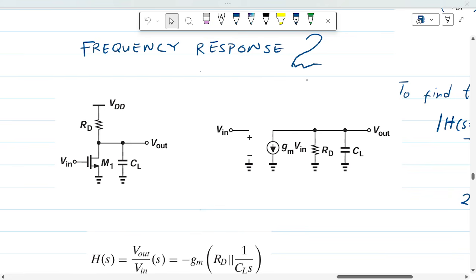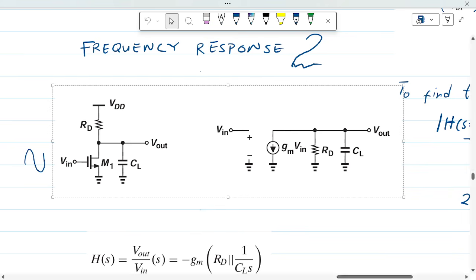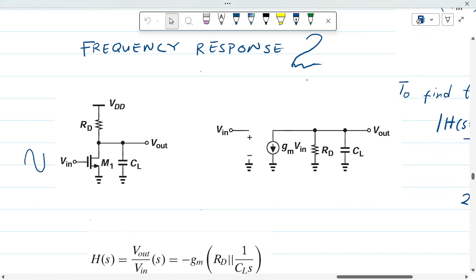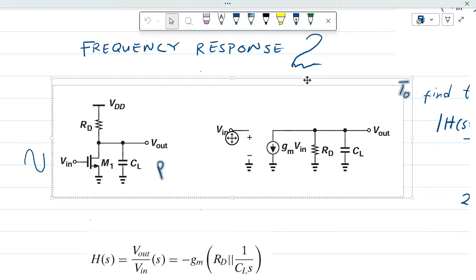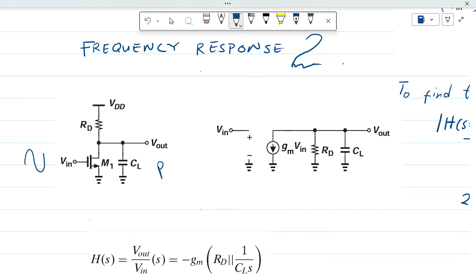Assuming we have our common source stage with a sinusoidal input signal and there is a load capacitor here. Now this could be a parasitic capacitor or parasitic capacitance introduced into the circuit. There are a lot of ways that we can get parasitic capacitance in our circuits, and let's see how it affects the frequency response of the common source stage.